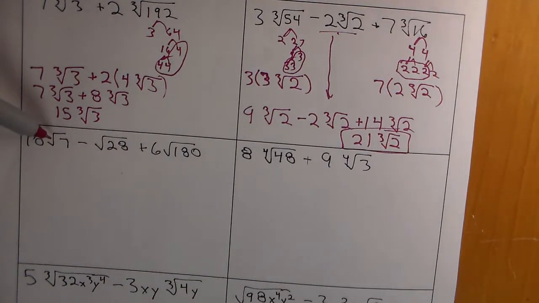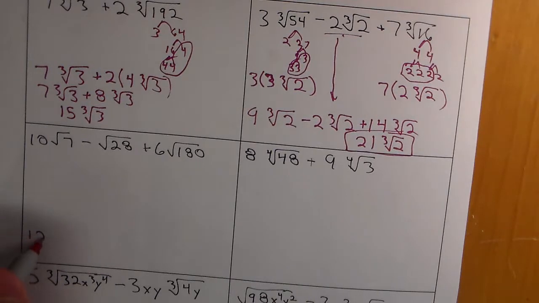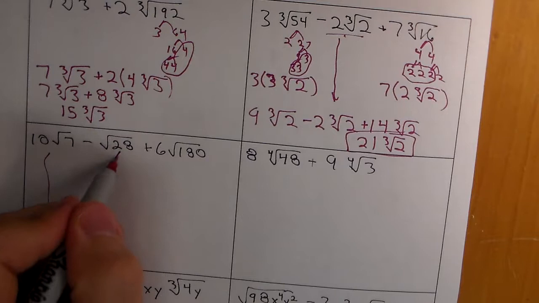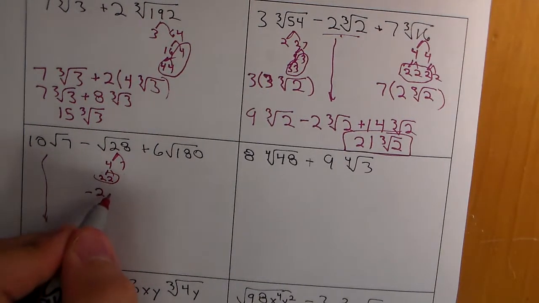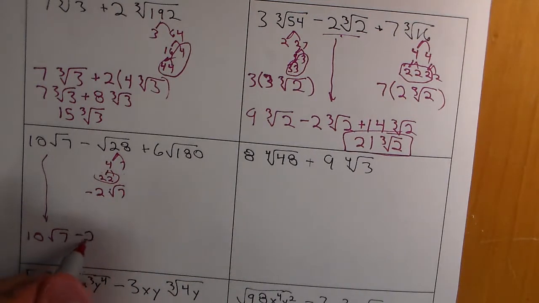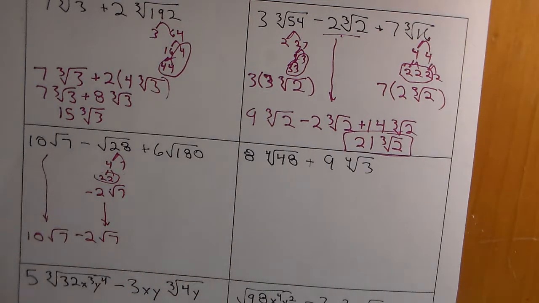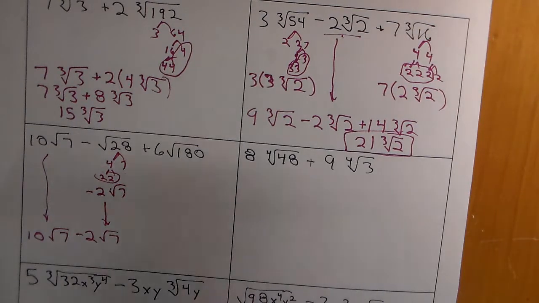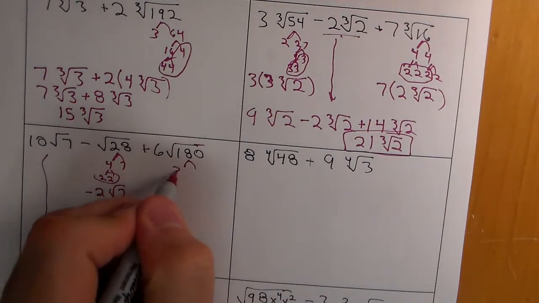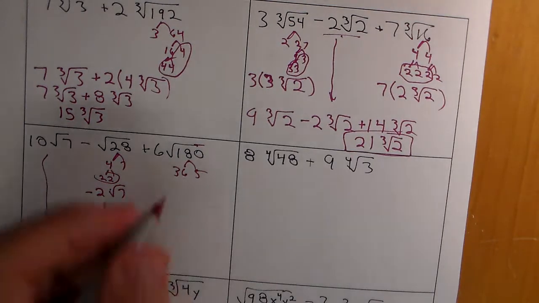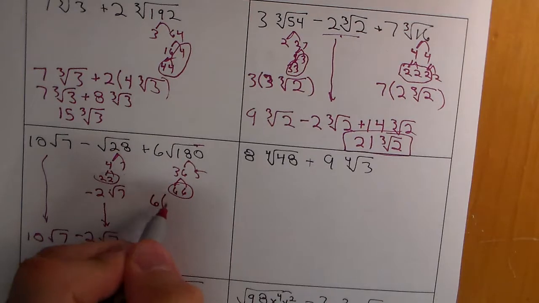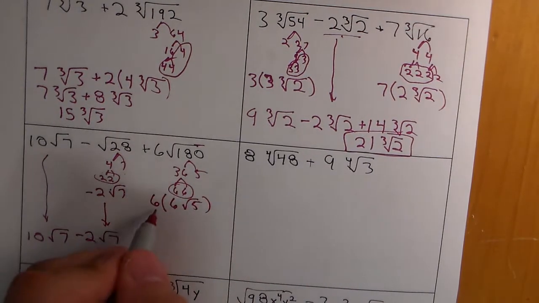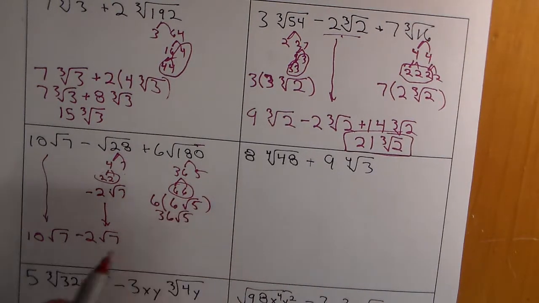Next we have 10 square root 7, already simplified, so I'll bring that one down. Square root of 28 is 4 and 7, which gives me a set of 2's. So that's going to be minus 2 root 7. Bring that down. Now I got 180. Well, 180 is 36 times 5. 36, the square root of it, gives me a pair of 6's. So that's 6 times 6 root 5, or 36 root 5.